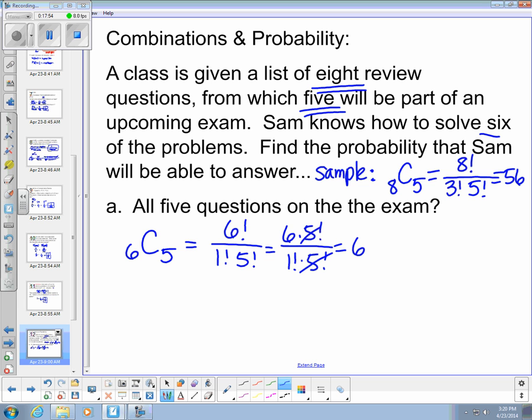So the numerator of our probability is going to be 6 out of a total of 56 different combinations of test questions the teacher can use. And when you reduce that, you get 3 out of 28. Okay, which is not a very high percentage, so there is not a very good chance that Sam will get 100 on this exam if he only studies 6 instead of all 8.